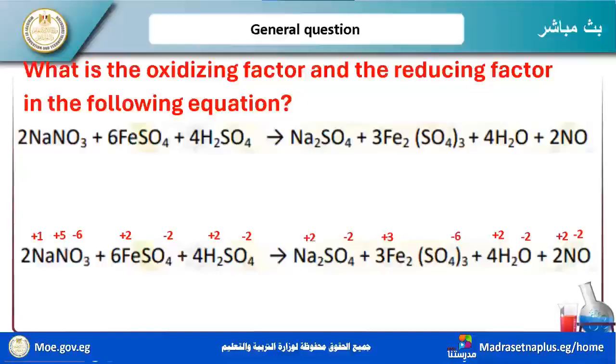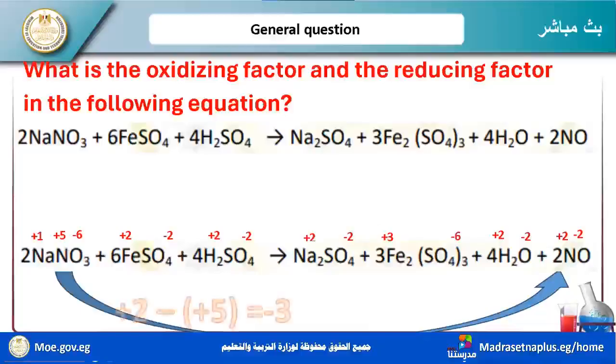Now you can conclude the oxidizing agent and the reducing agent from this transfer. We have nitrogen going from +5 to +2. When you subtract, +2 minus +5 equal to -3. It gained 3 electrons from the other atoms. If it changes like that, that is reduction. Okay, NaNO3 is reduced, and so it is the oxidizing agent.